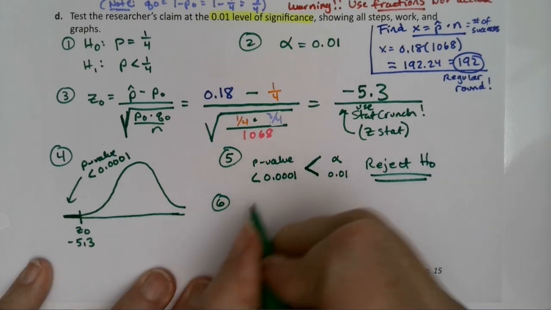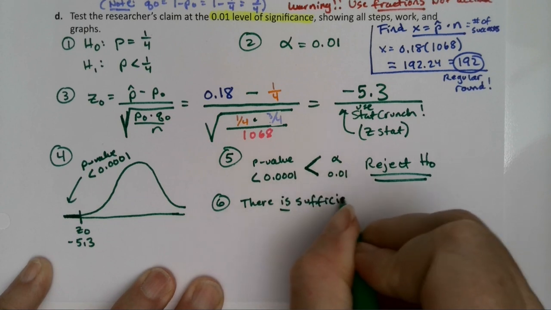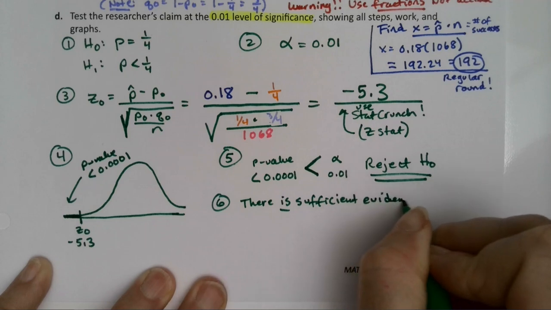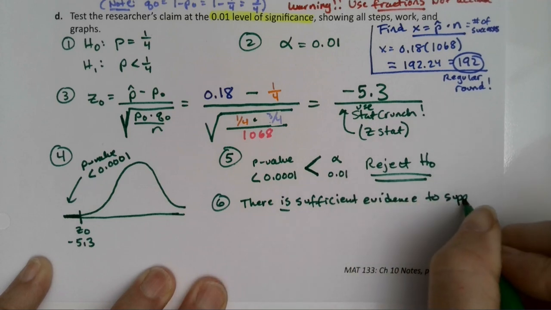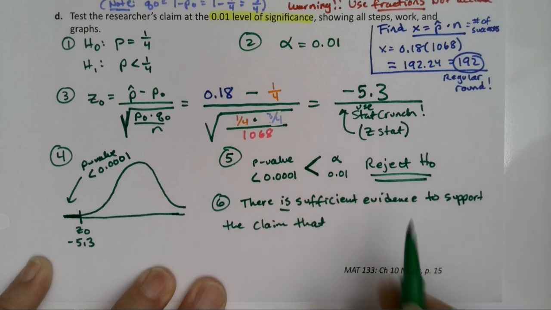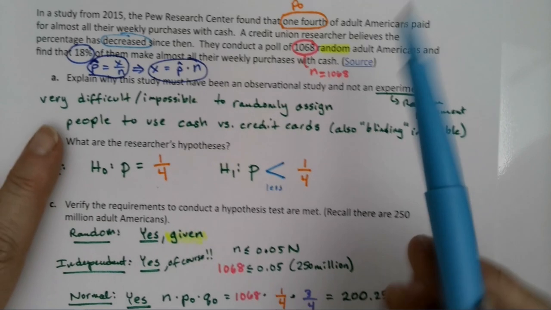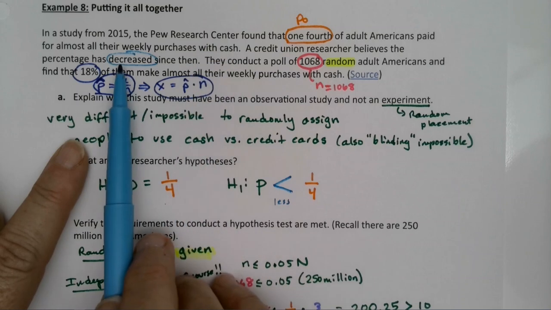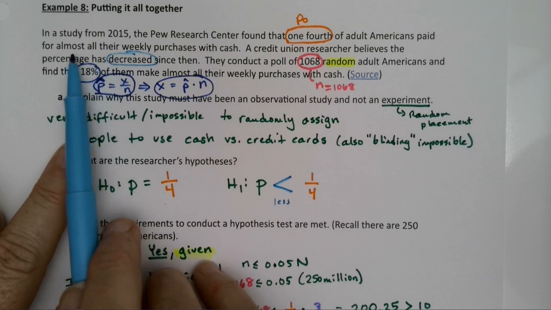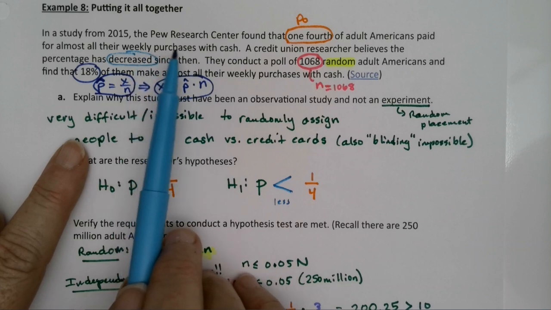So whenever we reject H0, we write the script. There is sufficient evidence to support the claim that... Okay, so now what was the claim? So remember, you kind of look for this word. So decrease, the percentage has decreased. Percentage of what? It's the percentage of people that pay for their weekly purchases with cash. So the percentage of people that pay for their weekly purchases with cash has decreased. So that's what we'll say.